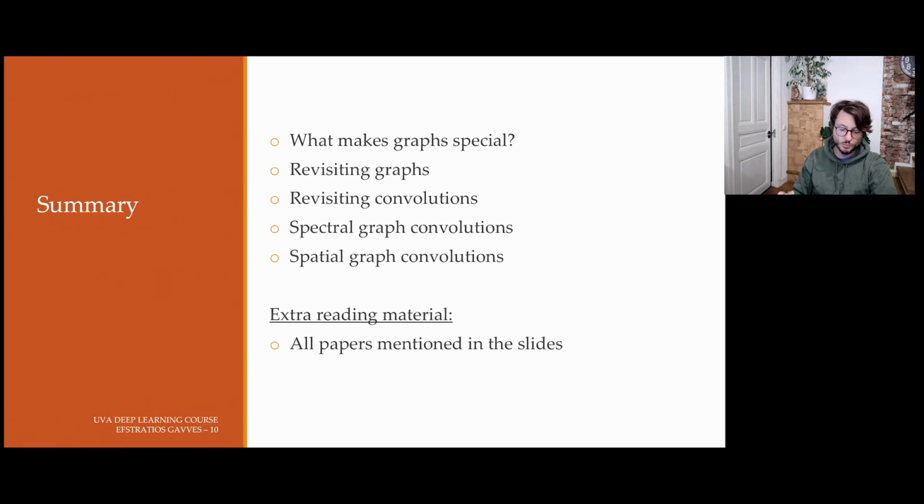So we discussed what makes graphs special. We went deeper into graphs: what are the special properties, what kind of mathematical properties graphs have. We revisited convolutions in terms of Fourier transforms and discrete Fourier transforms, as well as translation equivariance. We discussed how, inspired by the Fourier transform, we can generalize our convolutions such that we support spectral graph convolutions for graphs, and we finished with spatial graph convolutions.